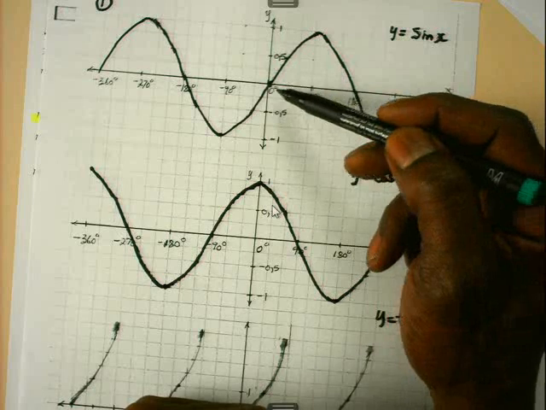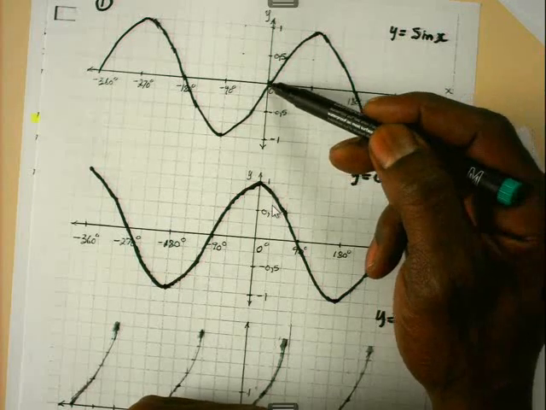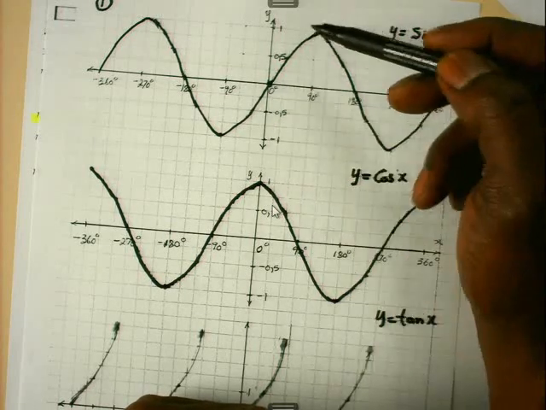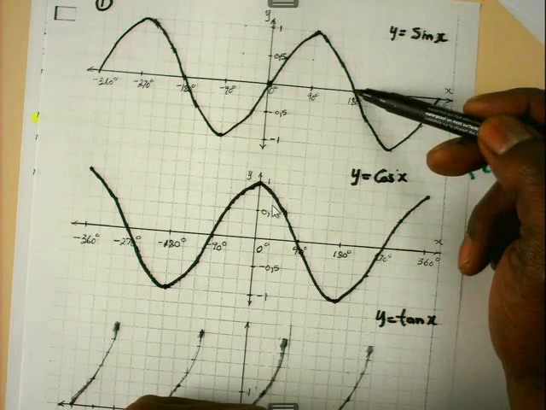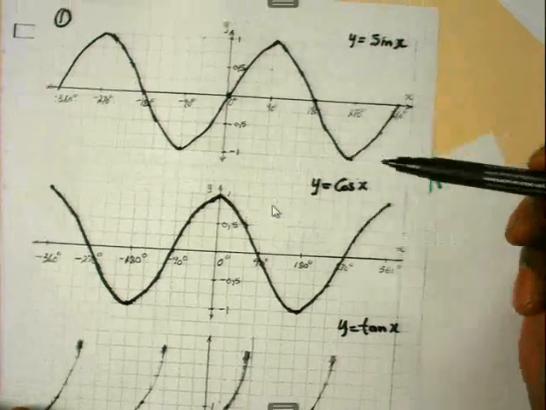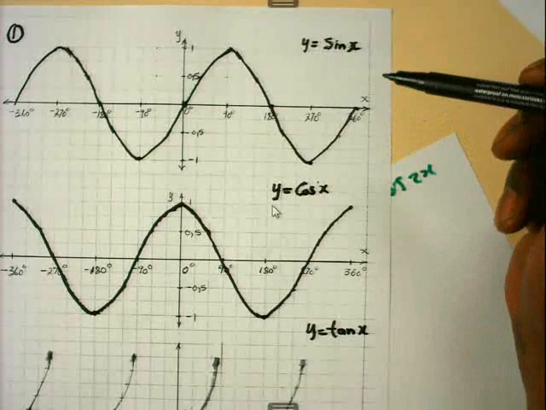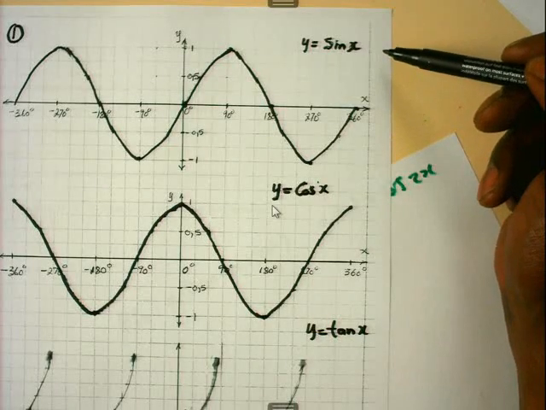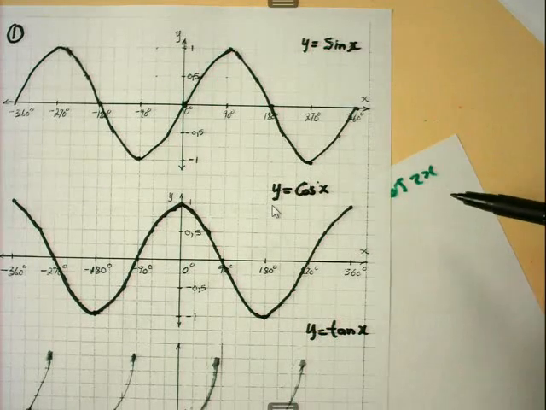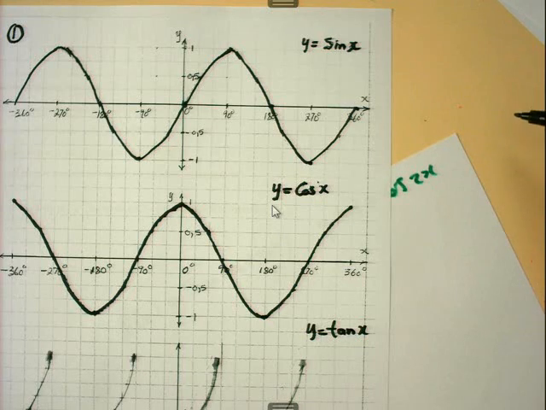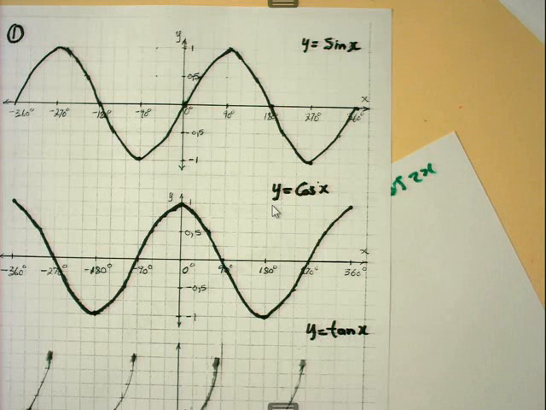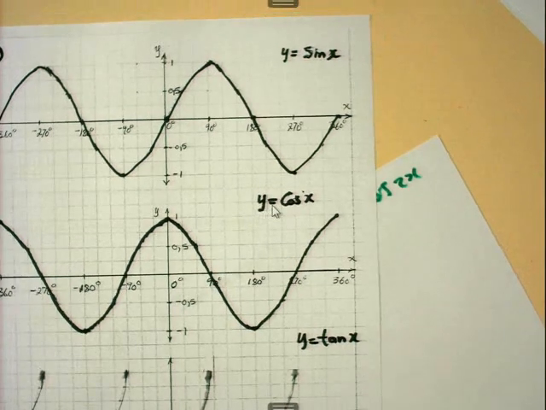We start from here, considering the y value. The y value is 0 here, is 1 there, is 0 there, is negative 1 there, is 0 there. The next one we are expecting it to be 1, the next one 0, the next one minus 1, the next one 0, the next one 1, the next one 0, the next one minus 1. The pattern just goes on and on like that.